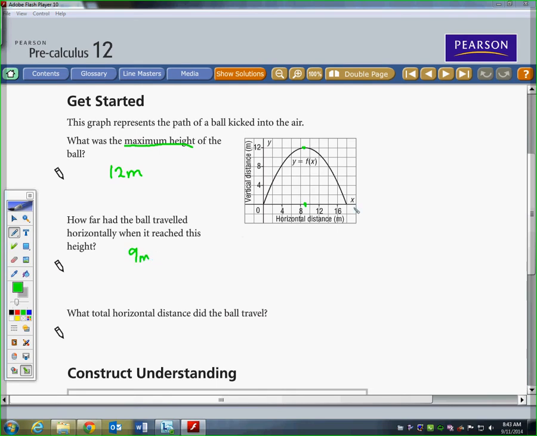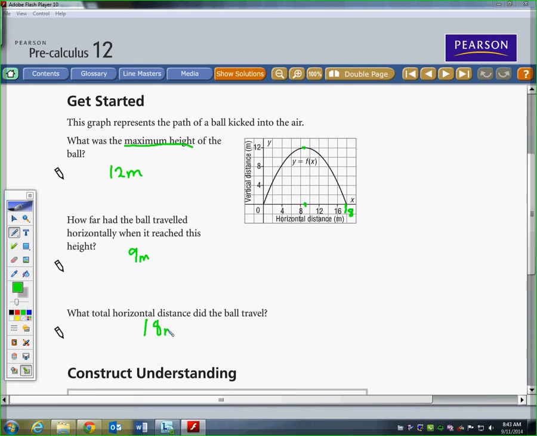And if I look at the entire graph as well, 12, 14, 16, this would be 18. And there's a symmetry to this, right? It looks like a parabola, so 9 is half of 18, so it kind of makes sense that it would be 9 meters. What total horizontal distance did the ball travel? I just looked at that, and I think it's 18 meters.